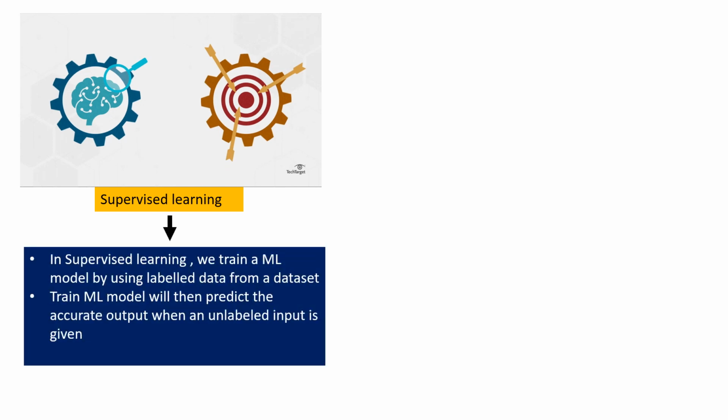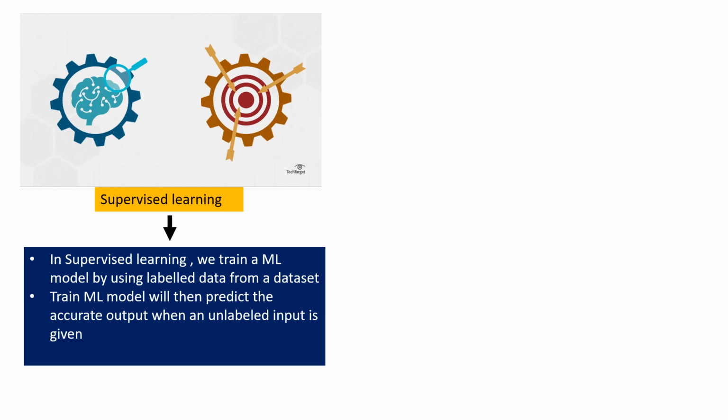Now, we can have supervised learning as well as unsupervised learning, about which we have discussed in detail in the support vector machine video. But giving a slight intro, in supervised learning, we train a machine learning model by using labeled data from a dataset, and the trained machine learning model will then predict the accurate output when an unlabeled input is given to it. So, think of a computer as a child.